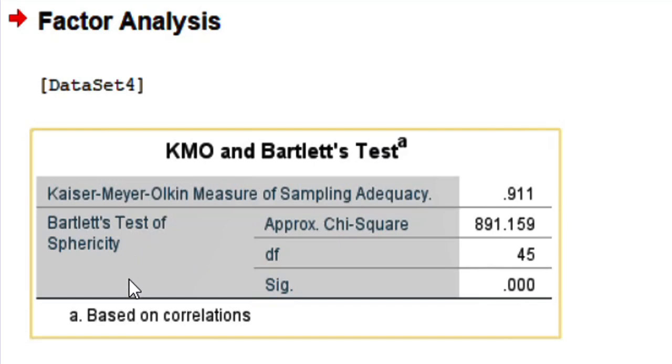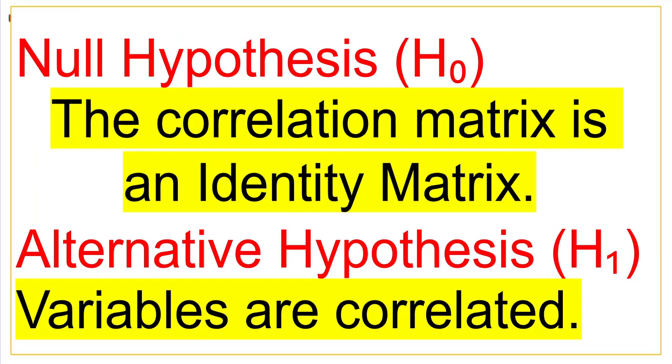Bartlett test of sphericity. Bartlett test examines whether variables are significantly correlated or not. It tests the null hypothesis, and we consider the null hypothesis for factor analysis as the correlation matrix is an identity matrix, meaning there is no correlation among the variables. On the other hand, we consider the alternative hypothesis that variables are correlated.